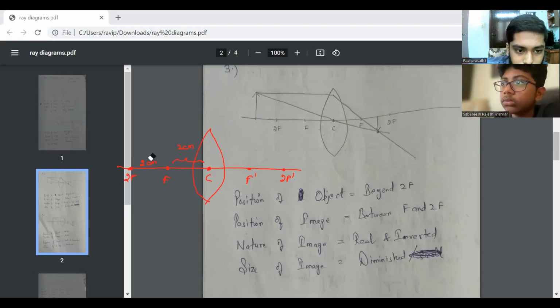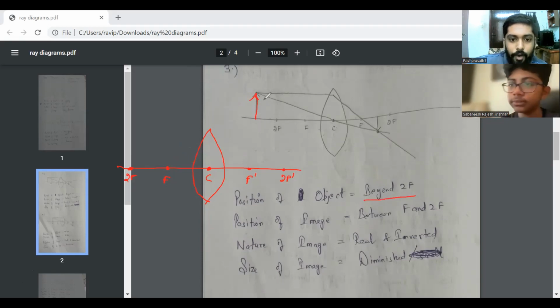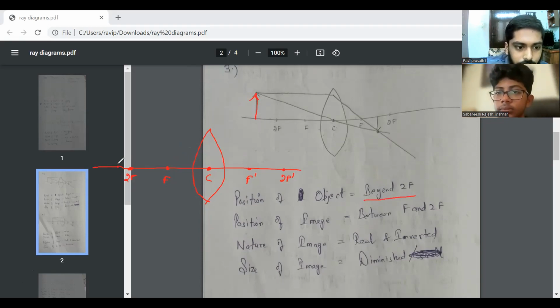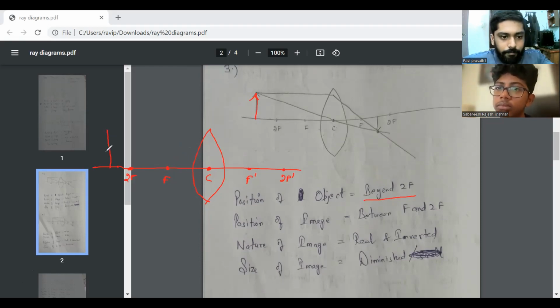So, now, my object is over here. What is this position called? It's beyond 2f, right? Yeah, beyond 2F. When an object is beyond 2f, let's see how your image gets altered.